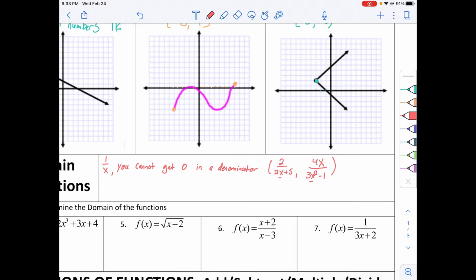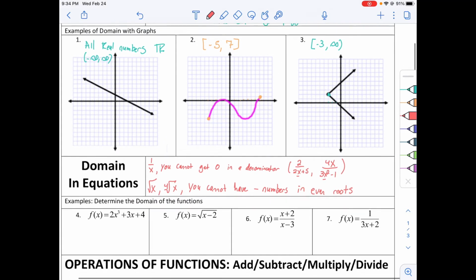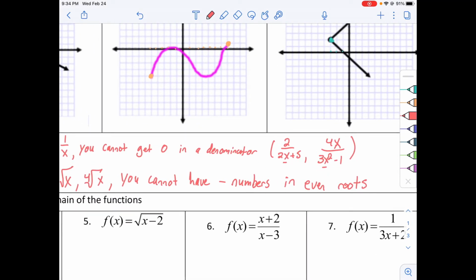The other thing is when you have square roots or fourth roots, so like the square root of x, fourth root of x, you cannot get negative numbers. You cannot have negative numbers in even roots, right? So no even roots can have a negative number because that would give us an imaginary number. We can't graph imaginary numbers in the real axis.